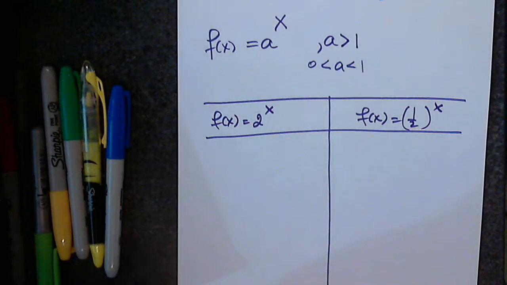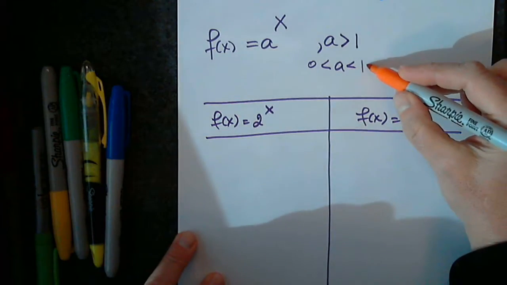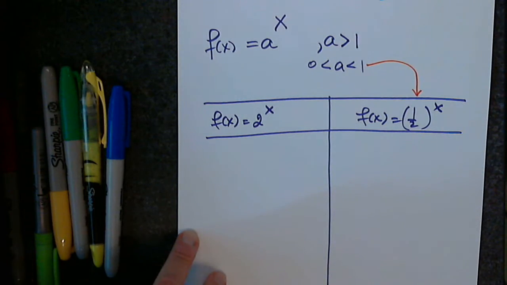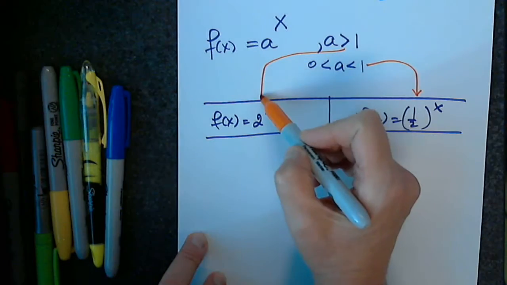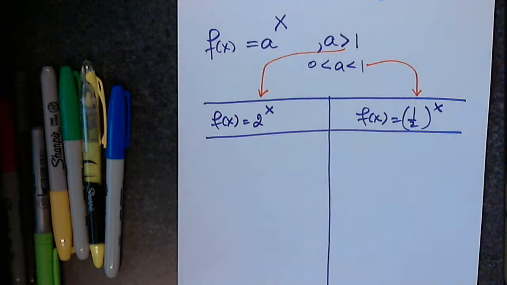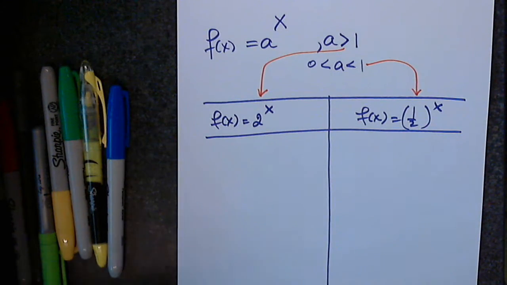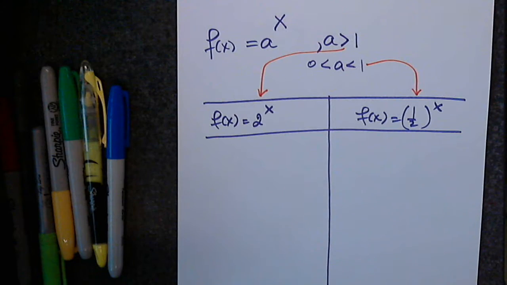As you already noticed, this is the function where the base is less than 1, like 0.5, and this is the other situation when the base is greater than 1, like 2. And we want to talk about the graph and see how it looks, because we now have a list of 6 functions that we know how to graph. This will be added to that list.